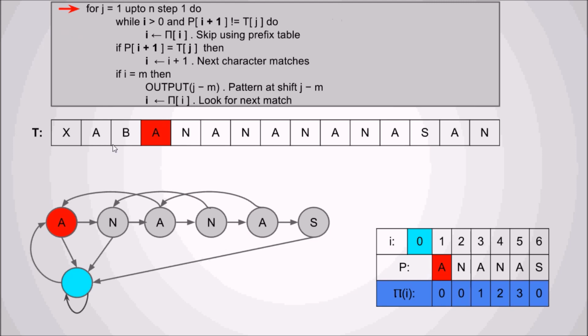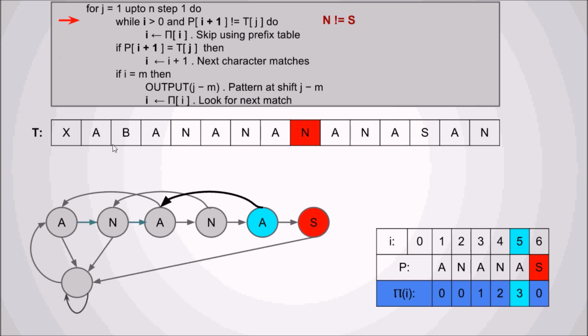Next, A equals A. Both counters are increased. We again find a match in N equals N, so both counters are incremented again. This happens again for the next iterations until we get to comparing N with S. This clearly doesn't match, and so we use the prefix table in order to see how far back we need to go in the substring. Turns out this is the third position in the substring, so I gets the value 3.